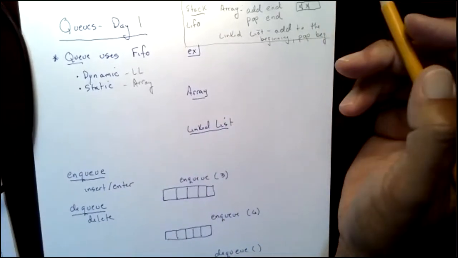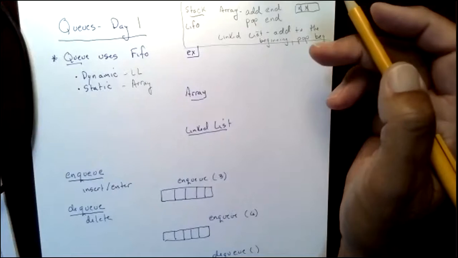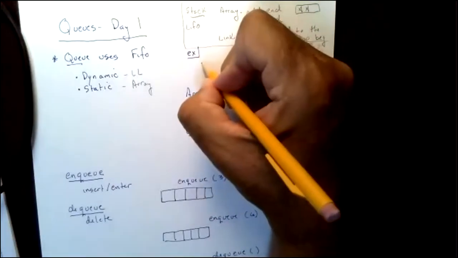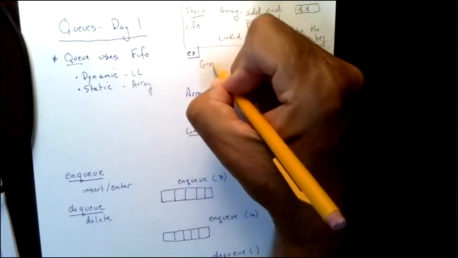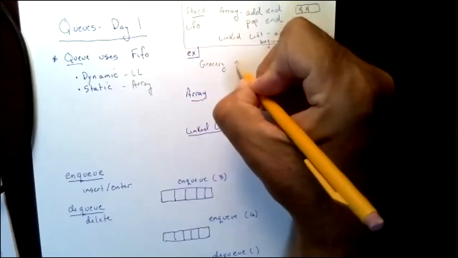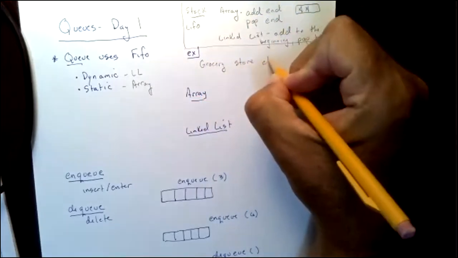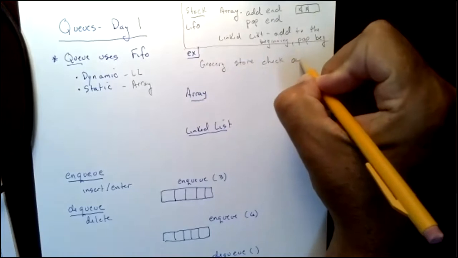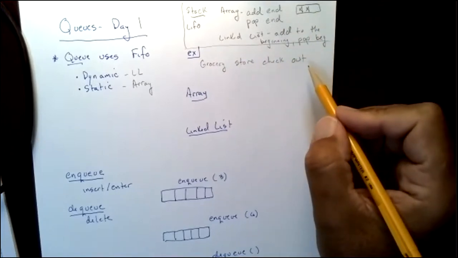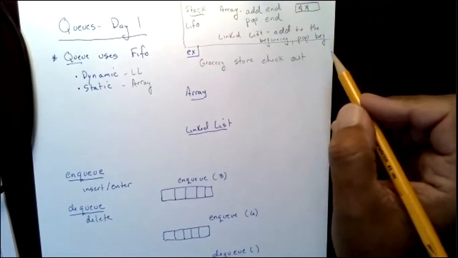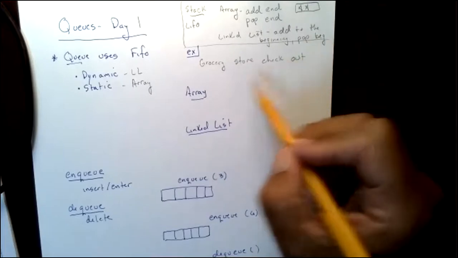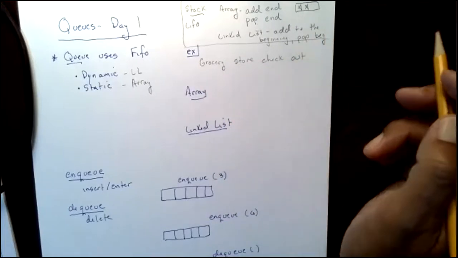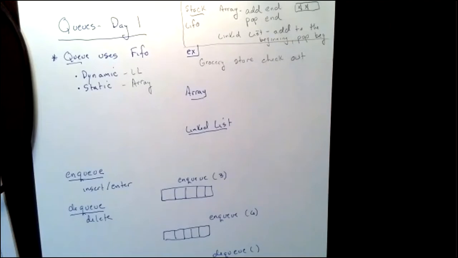Give me an example. It's like a line when you're waiting at a restaurant or something. Right. Grocery store checkout. The first one in is going to be the first one to get served. So in a grocery store, you have something along those lines.